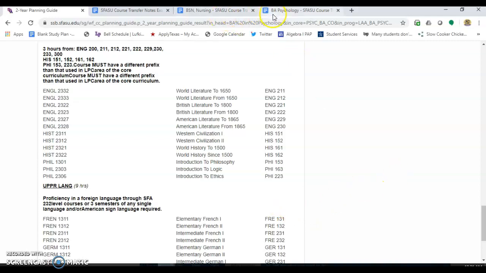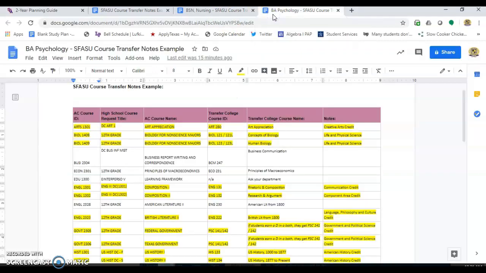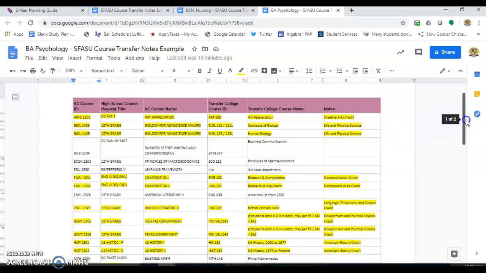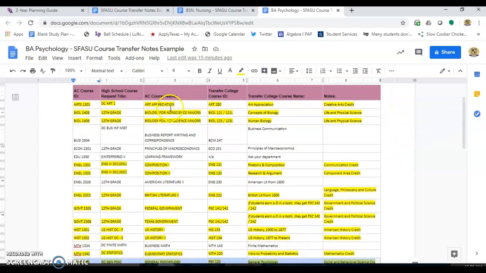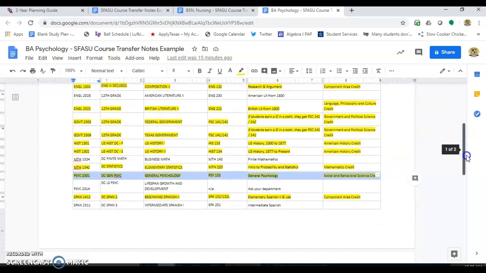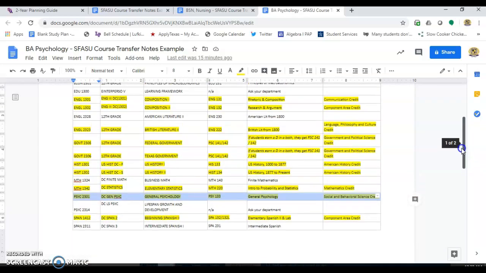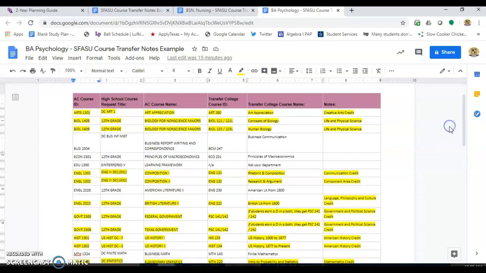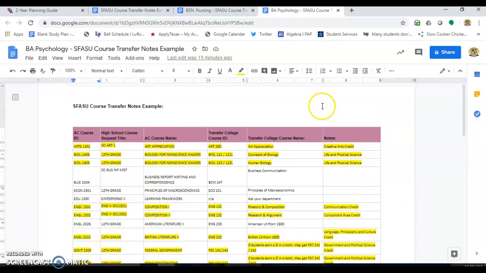Okay, so we're going to go forward to the completed notes page. So if I was a psychology major, my notes page might look like this. It looks like my art appreciation is going to count towards my major. Biology for non-science majors will count towards my major. I'm really able to take most of the courses that are available at the Lufkin ECHS to count towards my major if I'm a BA psychology at SFA.